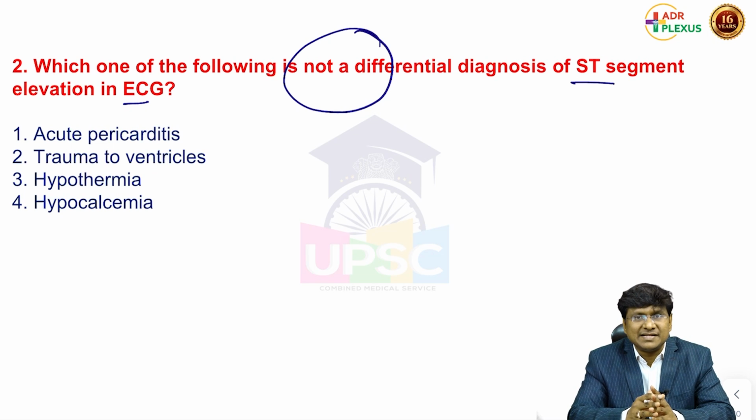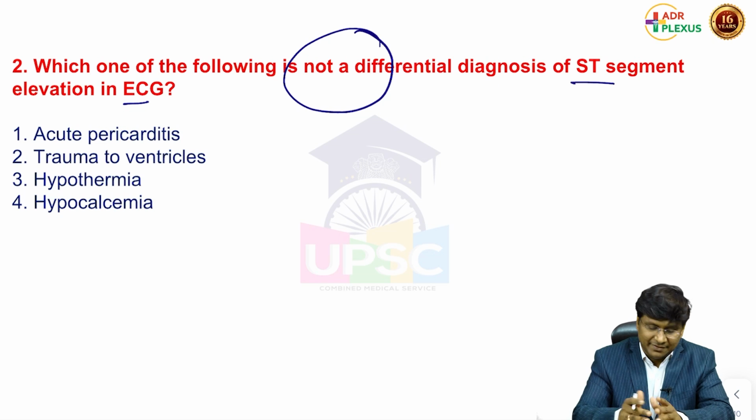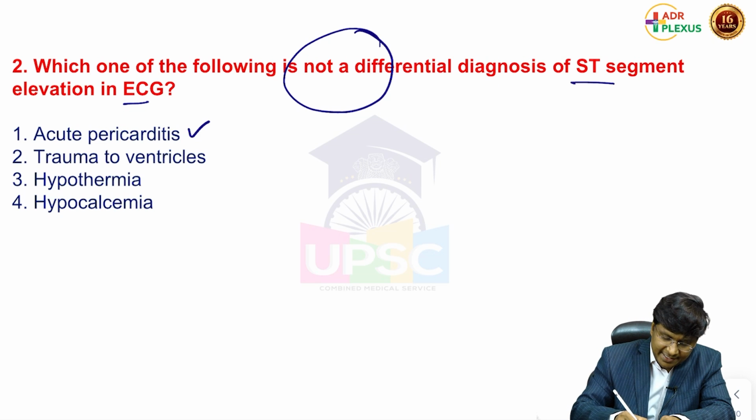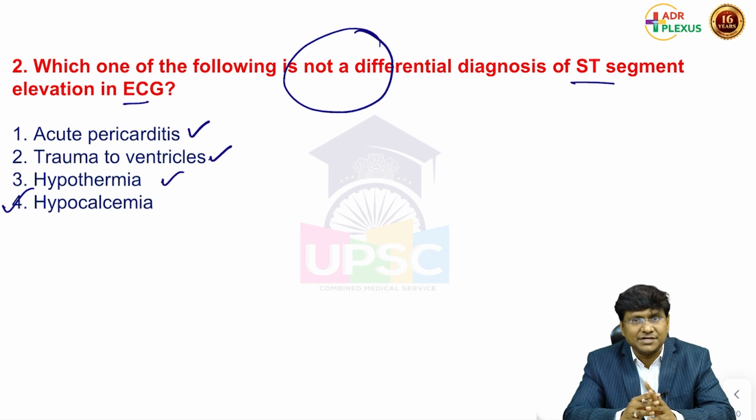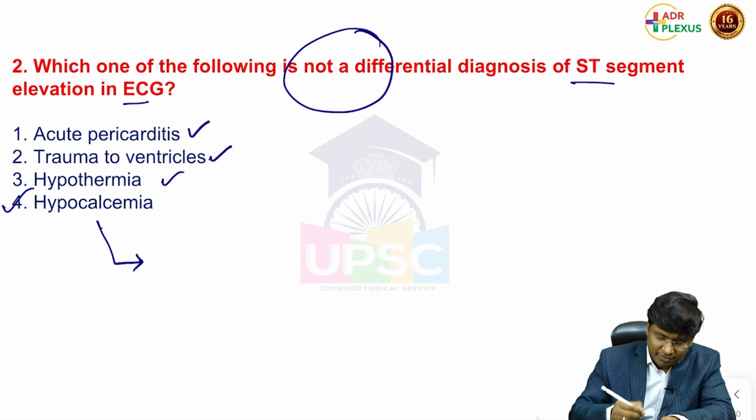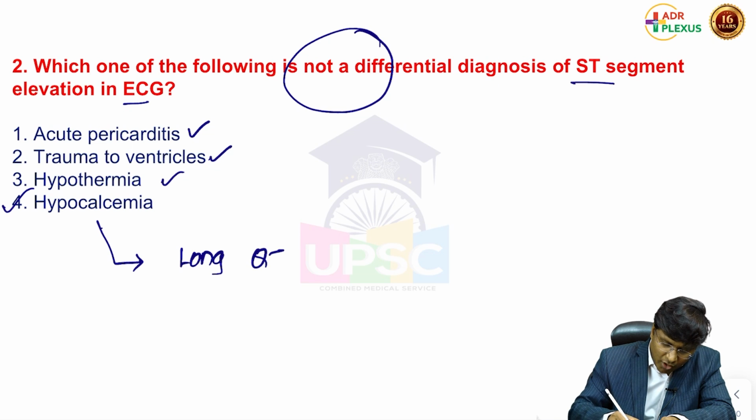Now you take this ST segment elevation, it is not just present in case of MI. There are multiple other conditions where you have the presence of ST segment elevation. That includes acute pericarditis, trauma to the ventricles, as well as hypothermia. But in hypocalcemia, you don't have ST segment elevation. In fact, what is the abnormality that you will have in hypocalcemia? You will have a long QT interval.